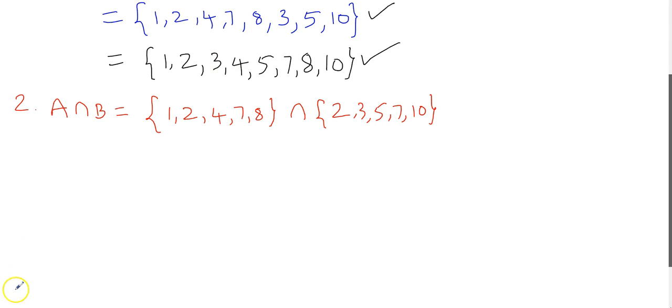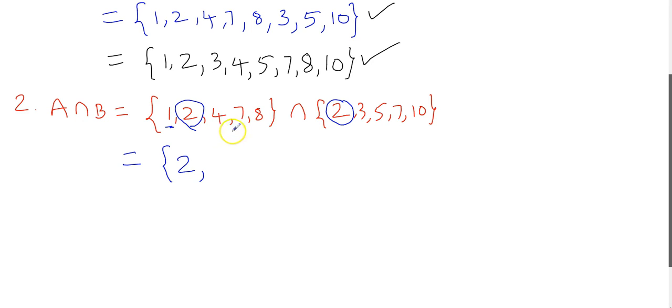So let me write down, 1 is here in the set A. Do you see 1 in the second set B? No, we don't. It is not there. So I cannot write 1 in the common part. What about 2? I'm seeing 2 here in the set A, and it is also there in set B. So I'll go ahead and write 2.